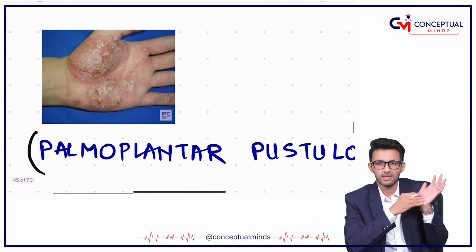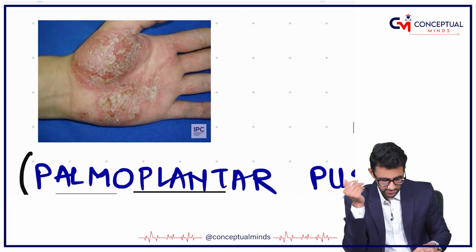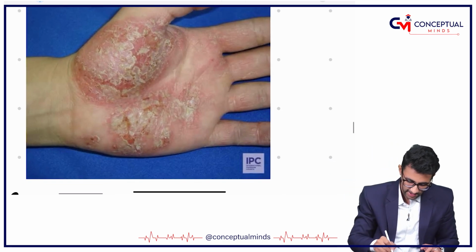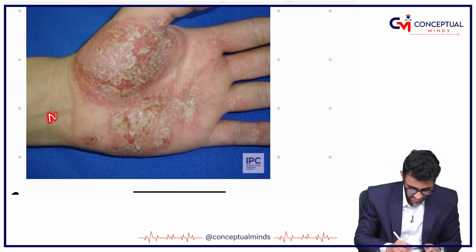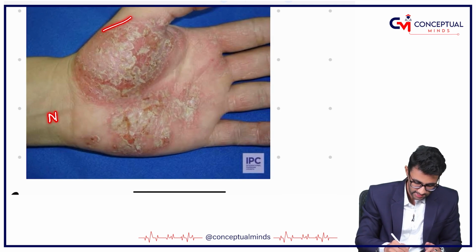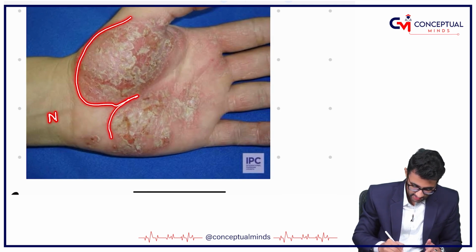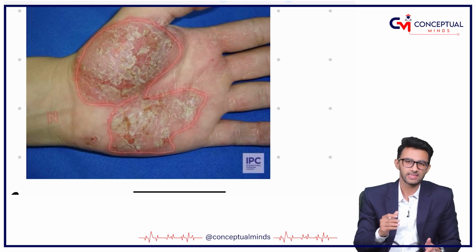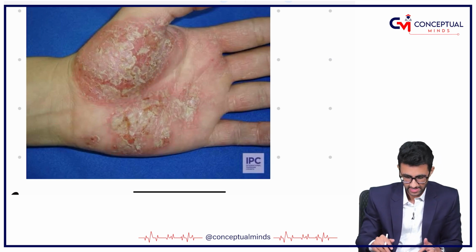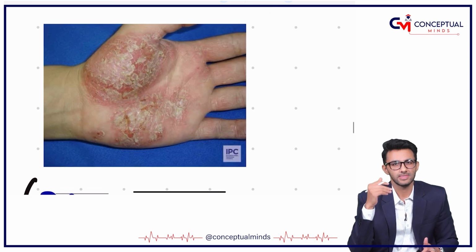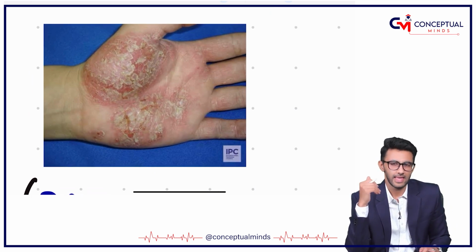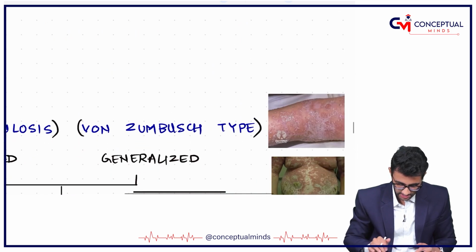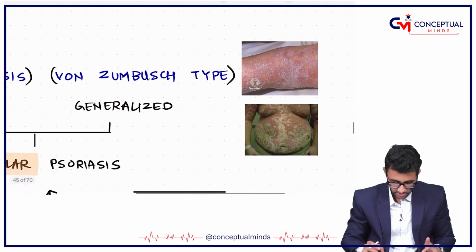Very clearly seen, on the palms we have psoriasis, and over here we have the normal skin, and this is where it's completely affected. We definitely see some scaling here. Why this happens we will read in the next one. Let us go on to the next type, the von Zumbusch type.